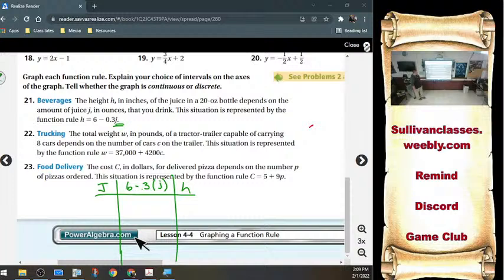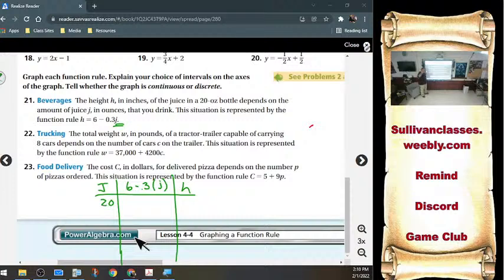Reading the problem, what's the most amount of juice that could have been in there? 20 ounces. It's a 20-ounce bottle. Okay? So maybe my table is actually going to work backwards. I'll start with 20 ounces, and then I'll just keep drinking juice.